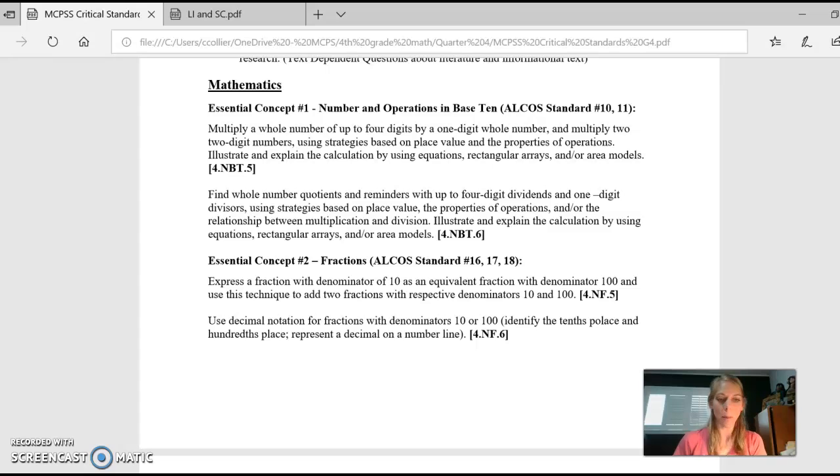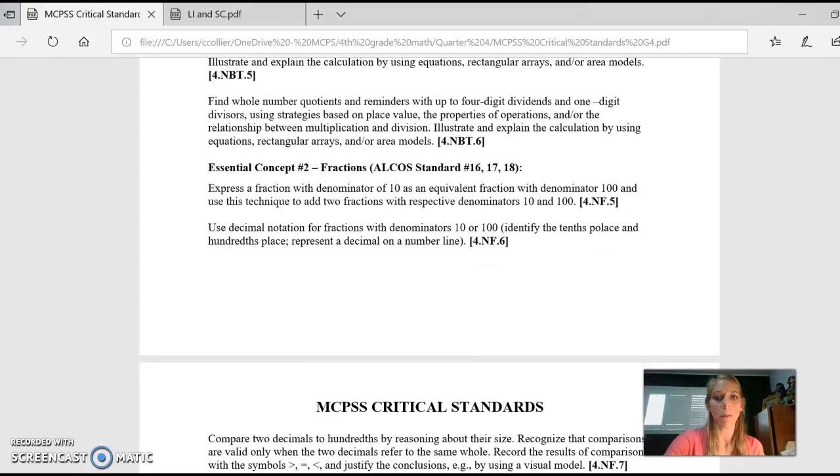We're going to go ahead and talk about what the objectives are for this week and the learning intentions and success criteria, just like we do in a normal class. I've pulled up the critical standards for Mobile County Public Schools, and we're actually going to focus on this essential concept number 2 first. So the first standard that we're looking at this week is express a fraction with a denominator of 10 as an equivalent fraction with a denominator of 100, and use this technique to add two fractions with respective denominators 10 and 100.